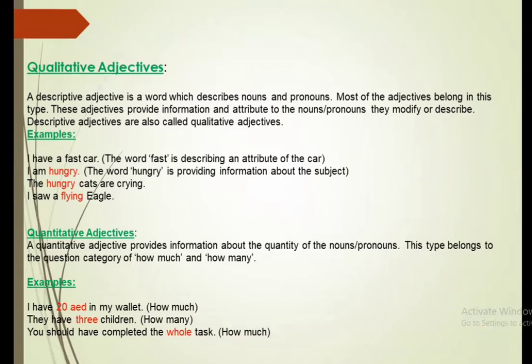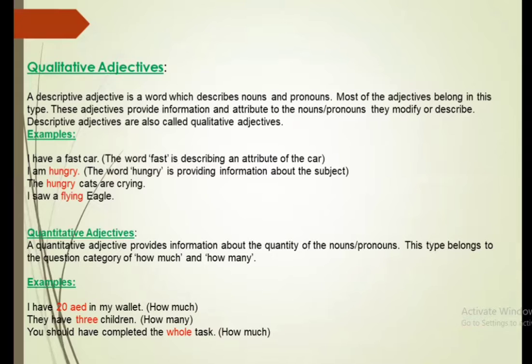The first one is the qualitative adjective, which can also be called a descriptive adjective. Let's see what a descriptive adjective is and what its function is. It describes a noun or a pronoun, and it tells us about the quality or state of a noun or a pronoun. So descriptive adjectives can also be called qualitative adjectives. Look at the examples.